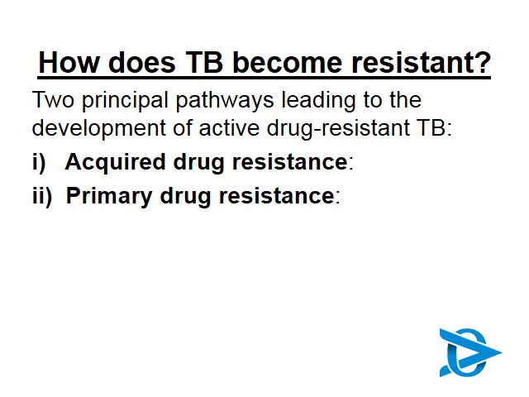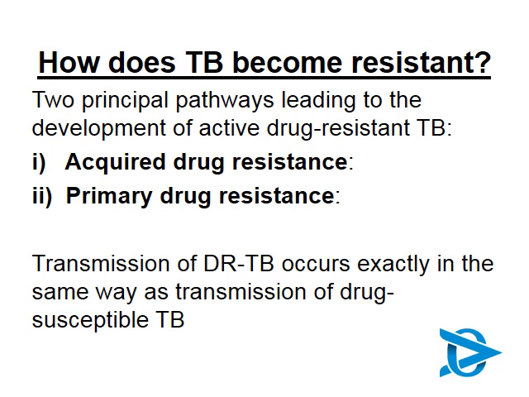The other pathway is primary drug resistance, and that we'll, for example, see in patients who've had no TB before, never been on TB treatment, and they get infected with a drug-resistant strain from somebody else. Very important to remember that the transmission of DRTB occurs exactly in the same way as the transmission of drug-susceptible TB. It is not more pathogenic, it's not easier to get than drug-sensitive TB. It's the same kind of organism. It has the same effects on the body. The only difference comes in our ability to treat it.